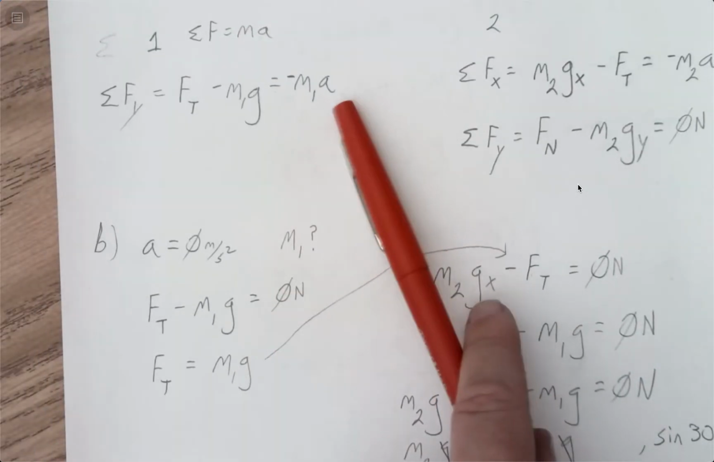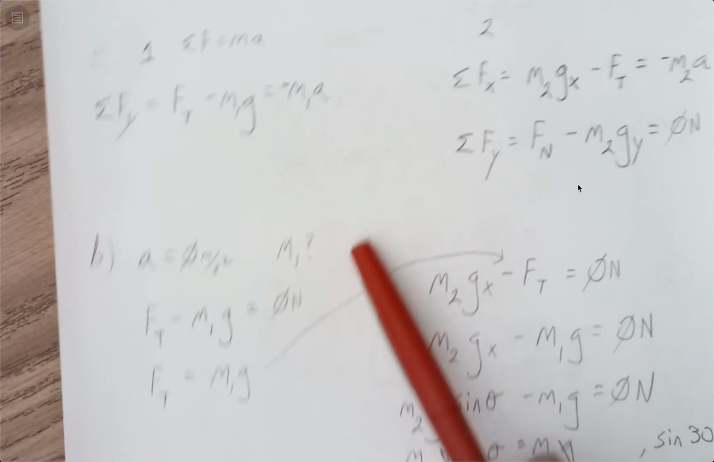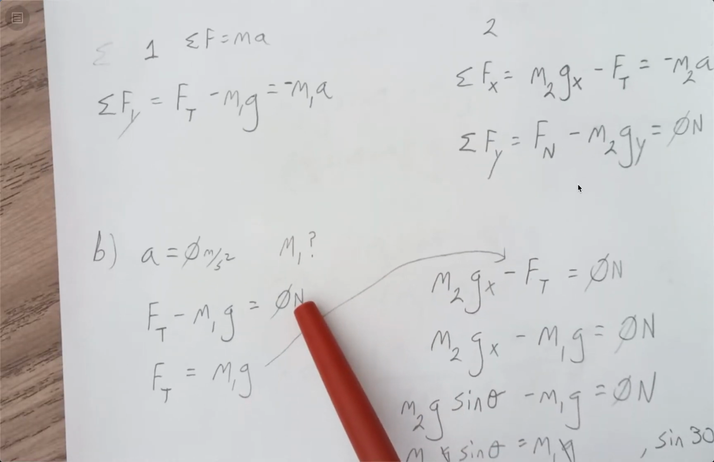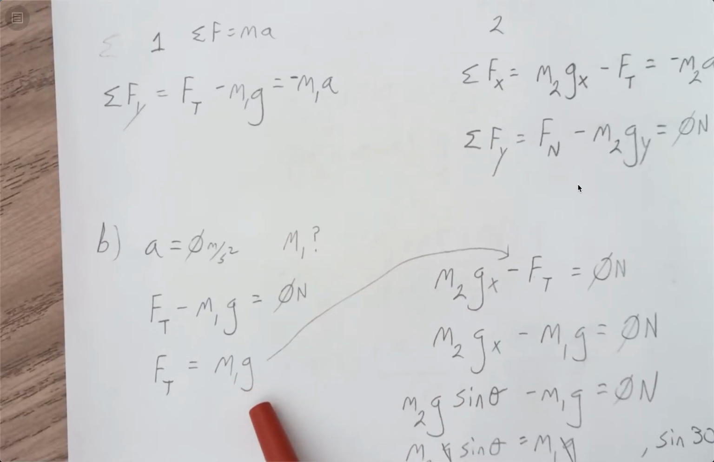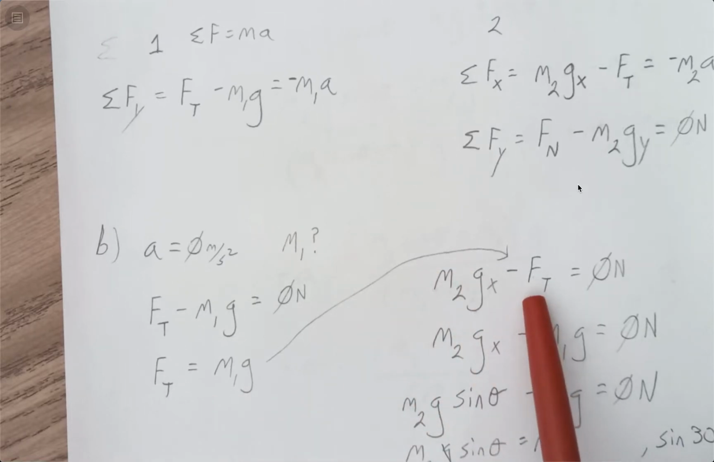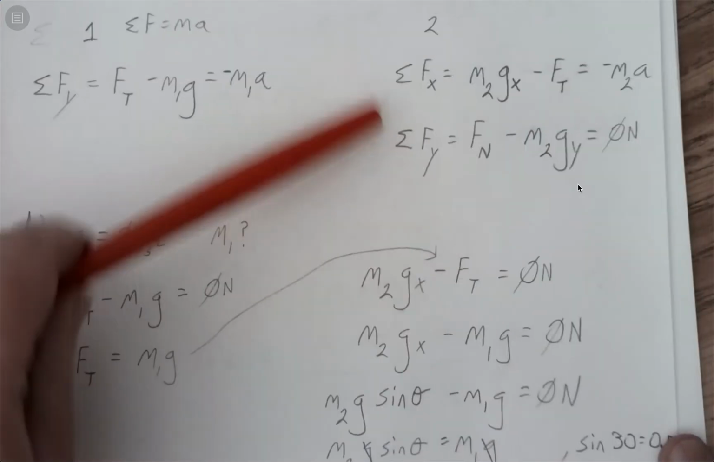Now we set a equal to 0, so this is 0. So the force due to tension is just mass times gravity. Then I take the tension, I bring it over to what I have for my second object.